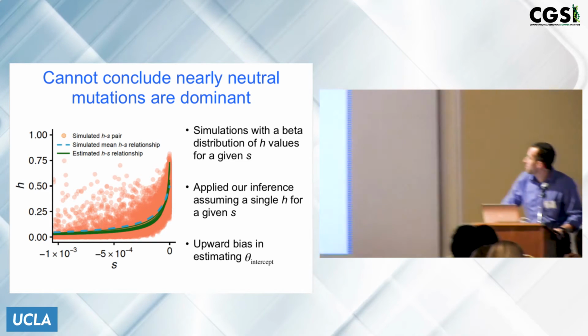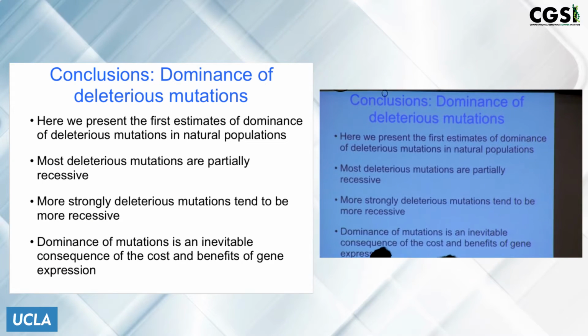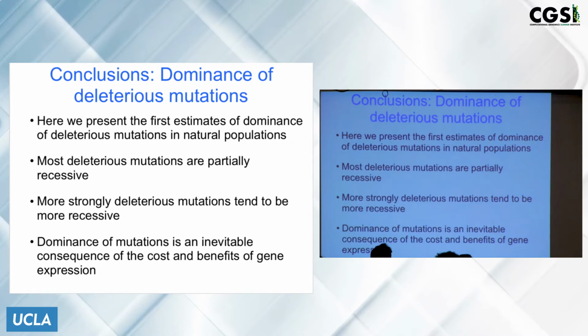So most deleterious mutations are partially recessive. These are some of the first estimates of dominance coefficients from molecular population genetic data in natural populations. And we think we can explain these patterns in the dominance relationship based upon a model where genes have different optimal expression levels, and when they are expressed at their optimal levels, dominance arises as a consequence. Mutations in genes with higher optimal expression levels will tend to be more additive than mutations in genes with lower optimal expression levels. And we see these patterns in the data.